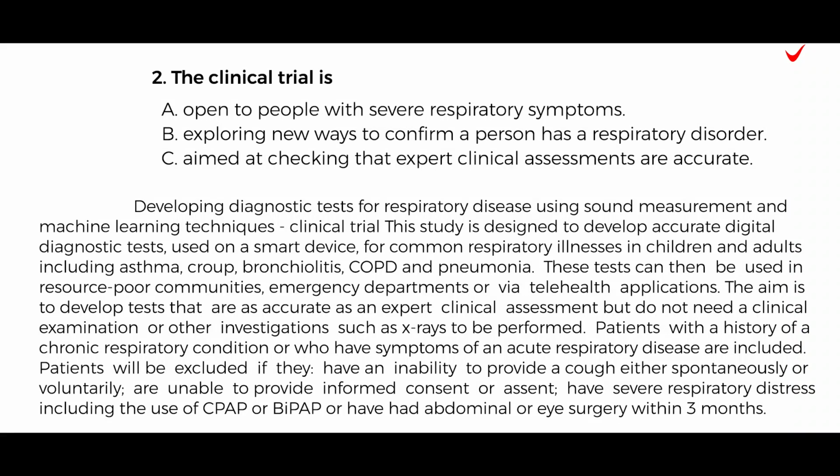So now let's go through the options. The first option says, open to people with severe respiratory symptoms. Is it? No, it is not. Because first of all, in the first portion, they're talking about common respiratory illness in children. They're dealing with common respiratory illness. So it's not just about severe respiratory symptoms. That's the first reason why option A cannot be right.